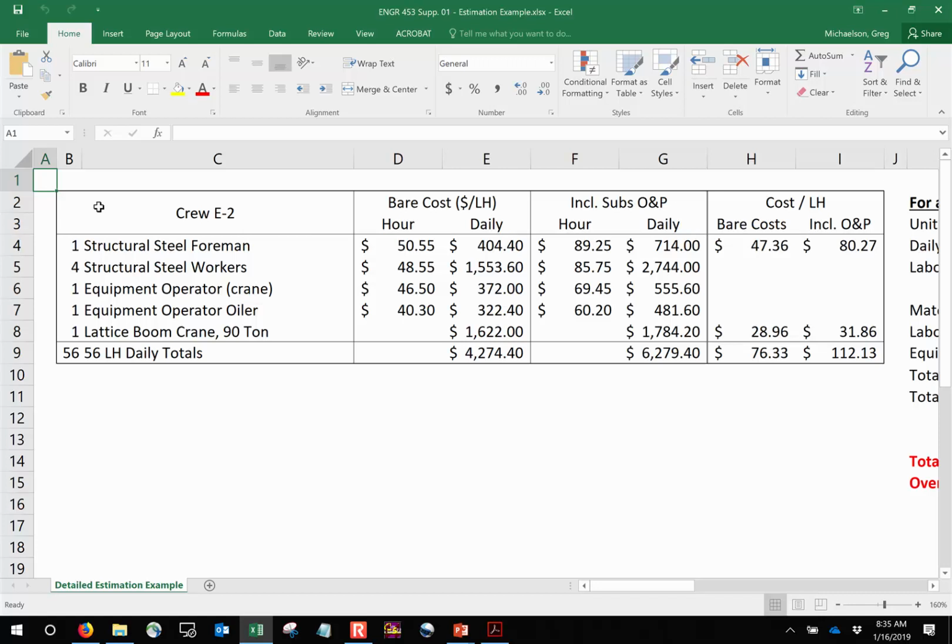It's a structural steel foreman, 4 structural steel workers, an equipment operator, an equipment maintenance personnel, and a 90-ton crane. Take a wild guess what this crew is doing. I don't think they're doing bricklaying. That's an iron worker crew. That's a crew doing structural steel erection, okay? So if we're talking about a W10 by 49 or what have you, that's so many feet long, this is the crew that would most likely put it together, right? Make sense?